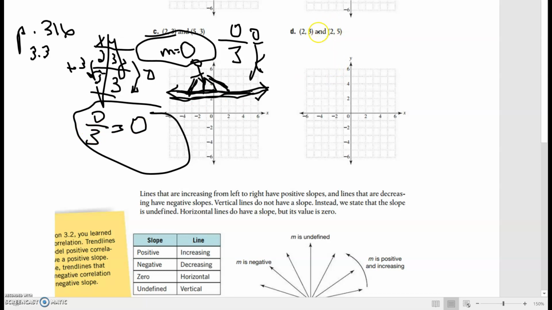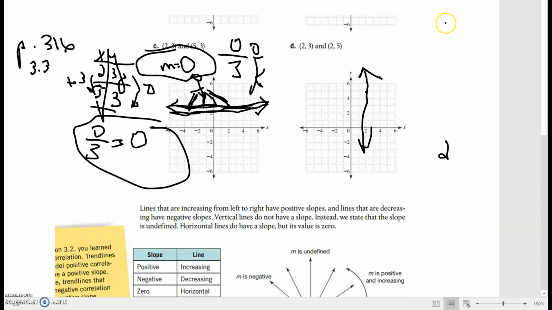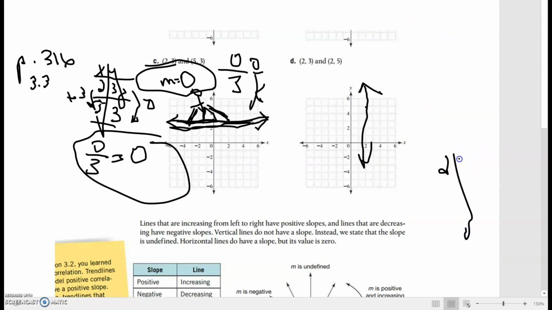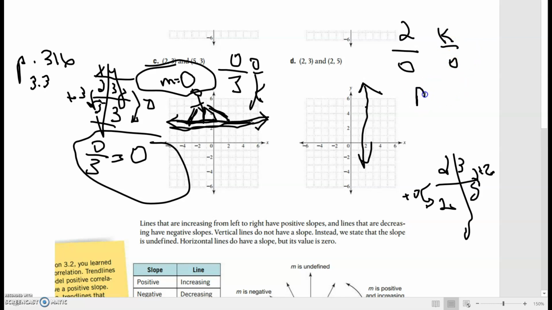All right. Let's look at this one. We have 2, 3, so I'm going to go over 2 and up 3, and then 2, 5. Notice this time we have a vertical line, if I could draw. If I do my input-output chart, so 2, 3, and 2, 5. This is going up by 2. This is going over by 0. So 2 divided by 0 is a knockout. That is not okay. This one does not exist. There's no solution. It's almost infinitely steep, so we can't put a number on it.